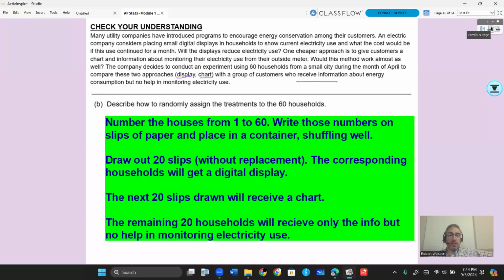We could number them 1 to 60. You could put all their names on slips of paper, put them in a container or a hat, and shuffle well. You could use a random number generator if you like. So using the hat, just draw out 20 slips without replacement. The corresponding households are going to get the digital display. Put those aside. The next 20 slips you draw, if you mix them up, they're going to get the chart. And then the remaining ones will get only the information. That way you have your 3 groups that are randomized.